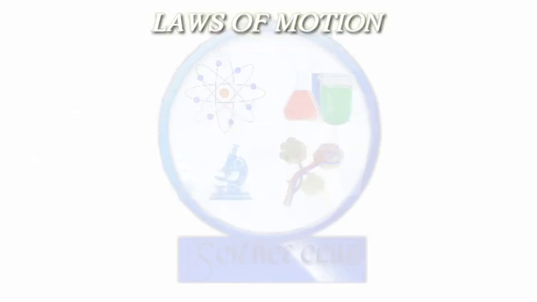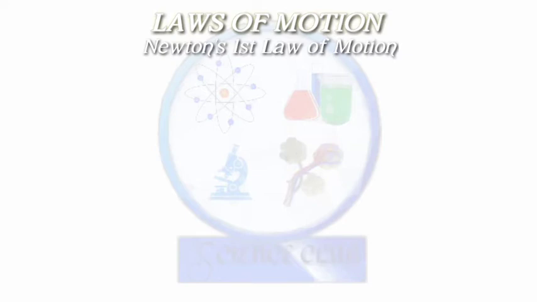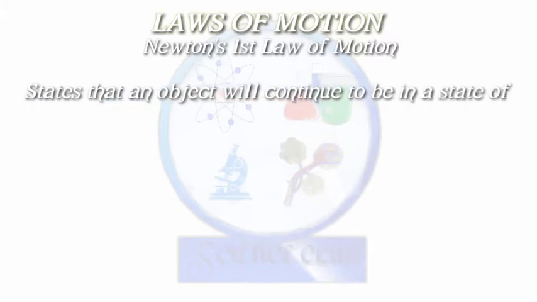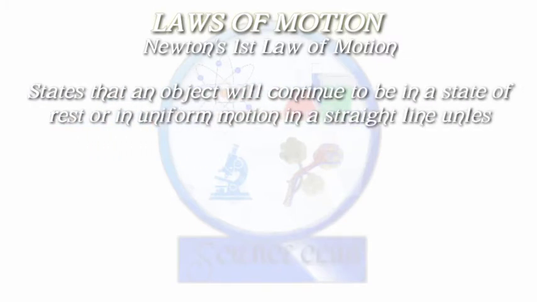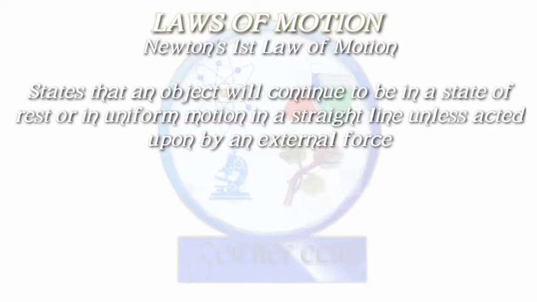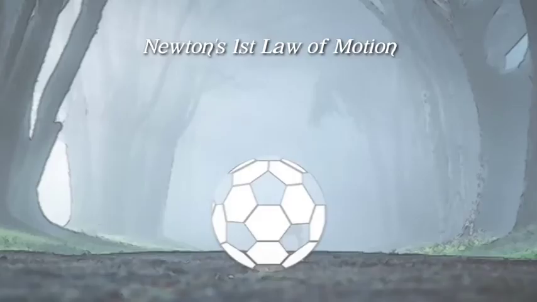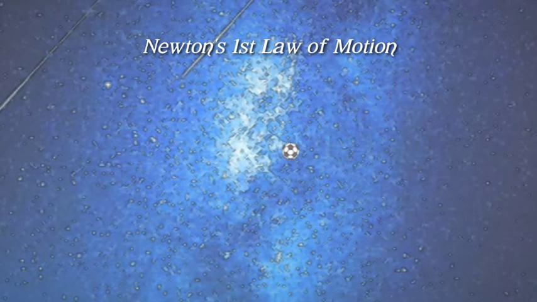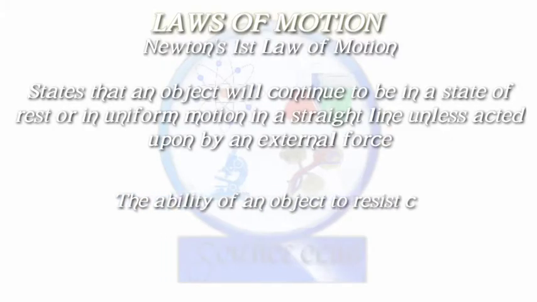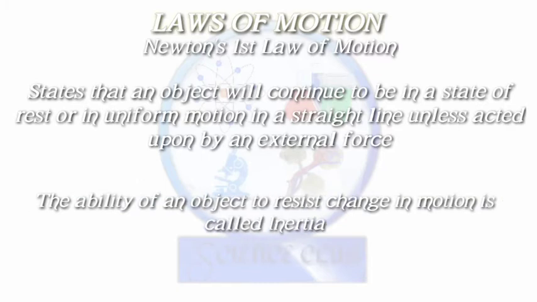Laws of motion. Newton's first law of motion, sometimes called the law of inertia, states that an object will continue to be in a state of rest or in uniform motion in a straight line unless acted upon by an external force. In other words, when no force acts on an object, the acceleration of the object is zero. From the first law, we conclude that any isolated object is either at rest and stays at rest or is moving with constant velocity. The ability of an object to resist change in motion is called inertia.